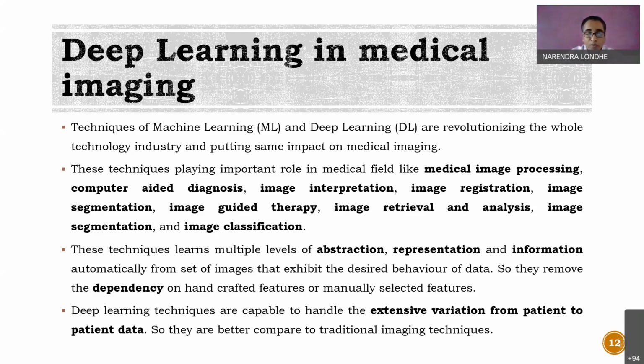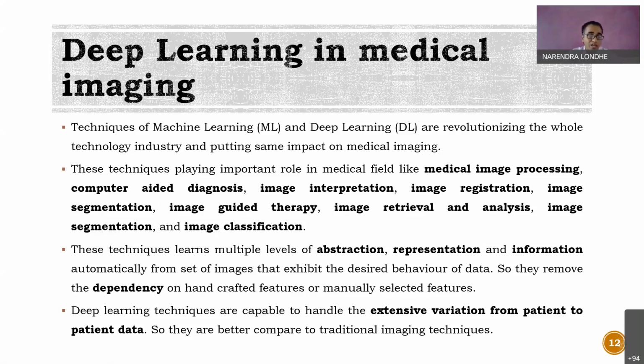This learning process here is involved in medical image processing, computer diagnosis, image interpretation, image registration, image segmentation, and image guided therapy. All these things are involved with machine learning and deep learning, right? These techniques learn multiple levels of abstraction, representation, and information. That is what I am telling you, multiple levels.